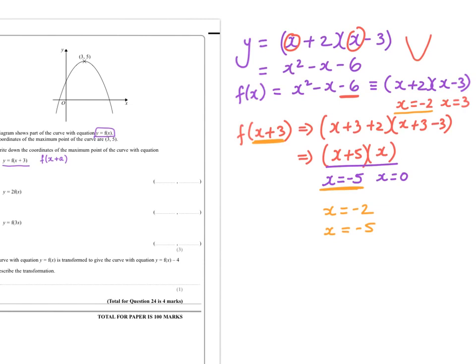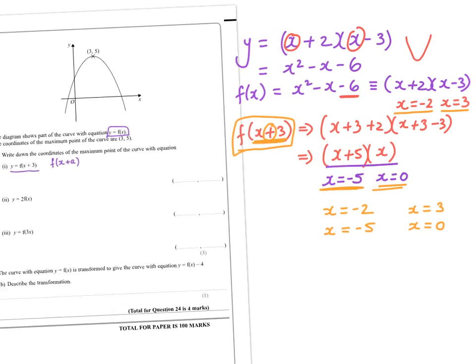So hopefully you can see that the x coordinate of one of the solution points has just moved back by 3. So it seems to do the opposite to this sign. And if you look at x equals 3 in the original, when you transform it using the form f of x plus 3, where x plus 3 is in the bracket, then your transformed solution point becomes x equals 0. So that's one little idea to see that.